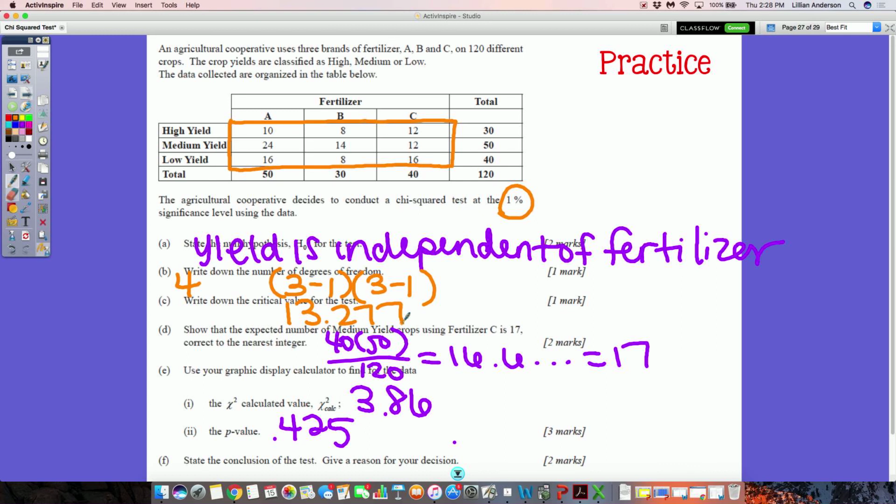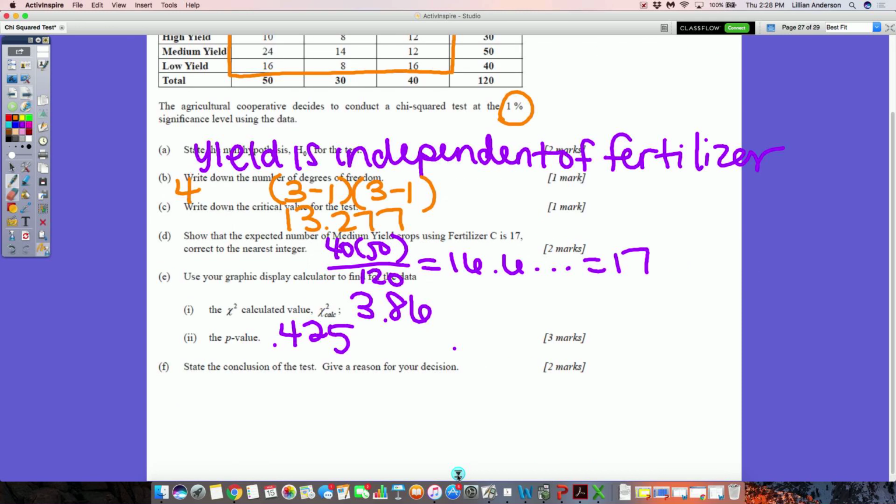And then what's in the purple, remember we did that for our problem of the day. So we found our chi-square test statistic and our p-value. Now we need to state the conclusion for our test and justify our decision. That's like one of those where you have an R1 and an A1. You can't just say you accept or reject. You've got to have the math to back it up.